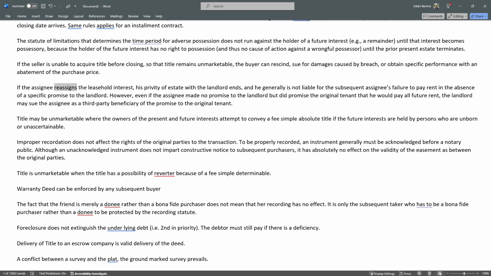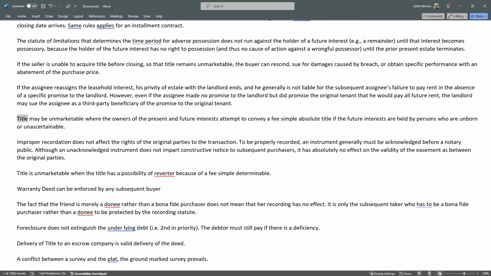If the assignee reassigns the leasehold interest, his privity of estate with the landlord ends, and he generally is not liable for the subsequent assignee's failure to pay rent in the absence of a specific promise to the landlord. However, even if the assignee made no promise to the landlord, but did promise the original tenant that he would pay all future rent, the landlord may sue the assignee as a third-party beneficiary of the promise to the original tenant.